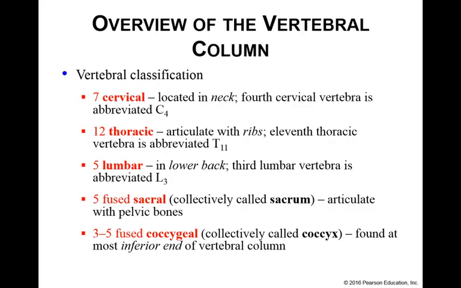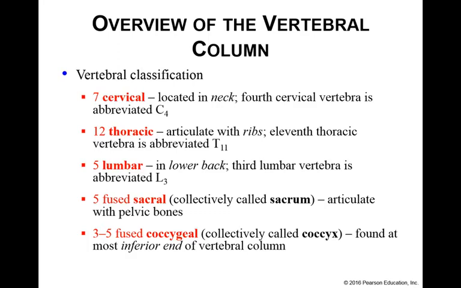Alright, so here's your classification. You have 7 cervical vertebrae. These are located in the neck. For example, how we do that naming system with the letter and the number, if you had the 4th cervical vertebra, it would be called C4. Alright, C telling you that it's in the cervical region, and 4 telling you that it's number 4 in that region. You have 12 thoracic.